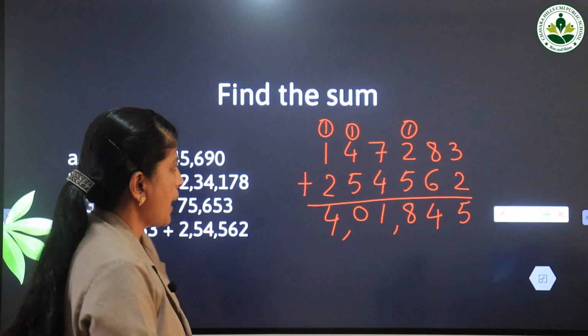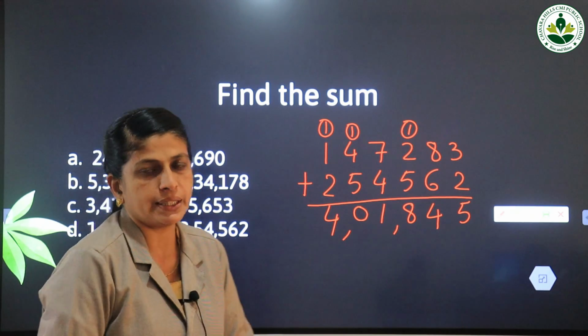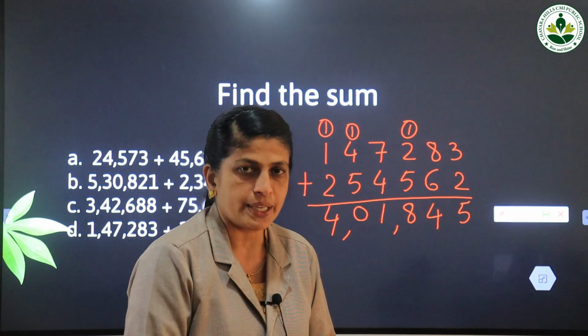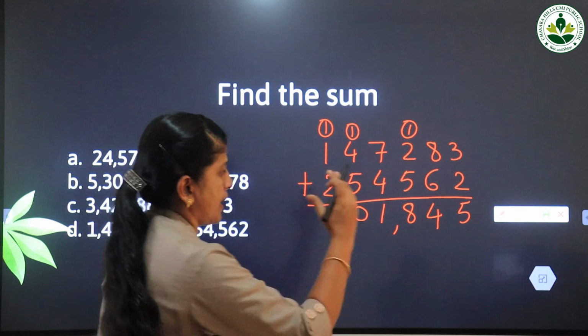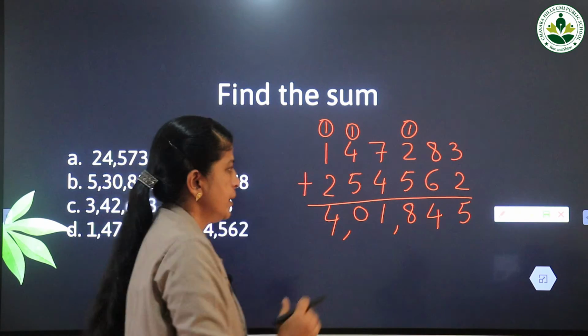Okay. So, did you understand how to add the numbers, 5 digit and 6 digit? You have to write the numbers with the same place digit one below the other, and do the addition from the right side. Right side means this side. Start from this side, right side. Okay.